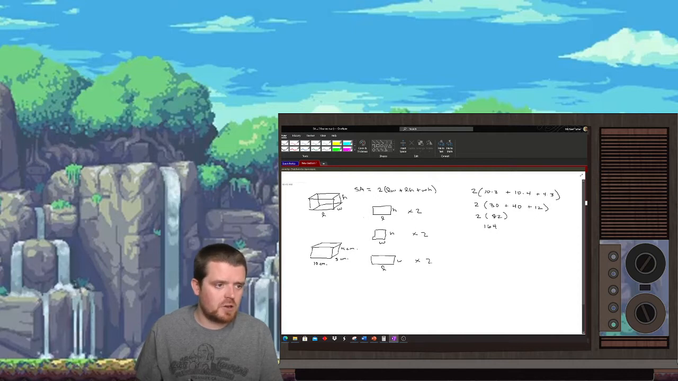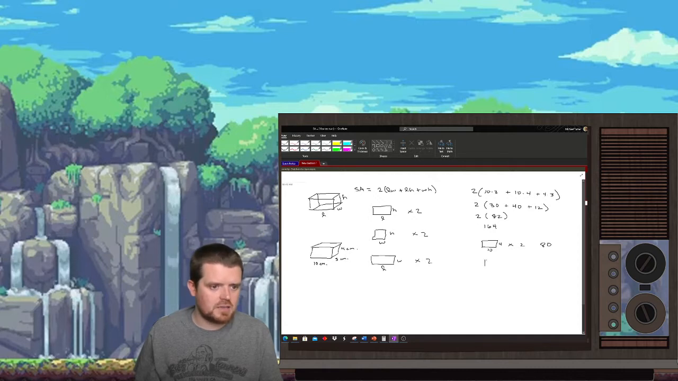Well, if you did that, then you'd be doing the rectangles here. So I would sketch out my rectangles. So I have 2 that are on the front and back. Those are 10 by 4s. Okay. 10 times 4 is 40, times 2 is 80. And then I have the 2 sides. In this case, these are 3 by 4s. 3 times 4 is 12, times 2 gives me 24.